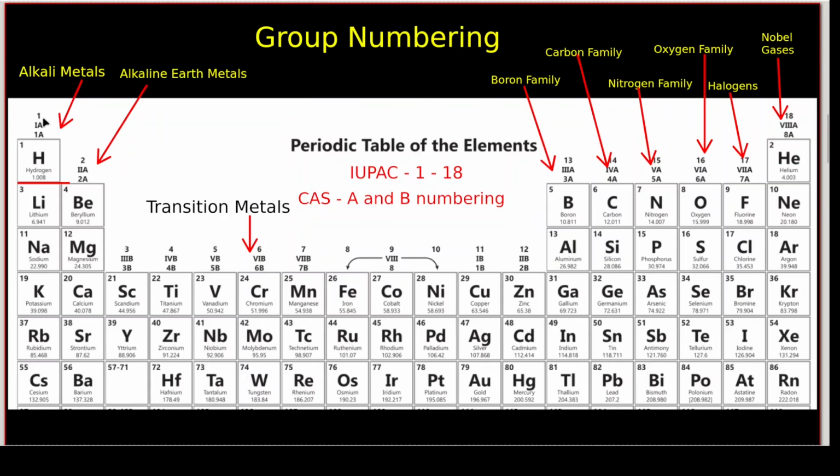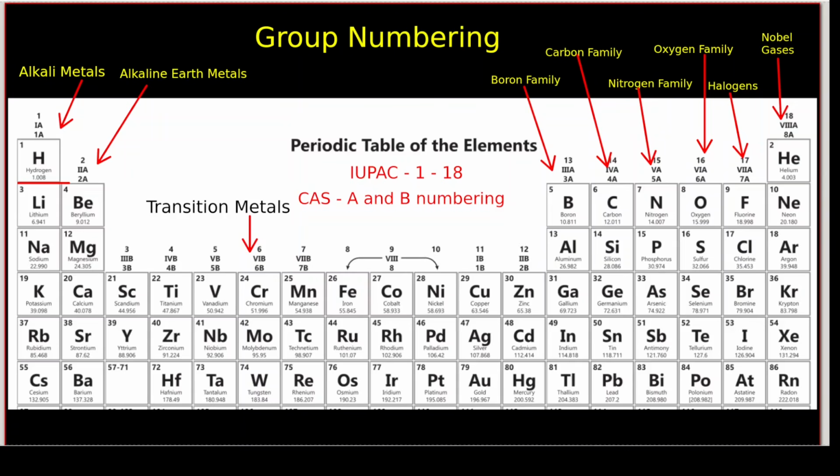Let's look at the numbering scheme. Notice there's two different sets of numbers. The newest, most modern system is the IUPAC method, where each column is numbered numerically from left to right, from 1 to 18. The older system, used primarily in the United States, is the CAS system, or the A-B numbering system.